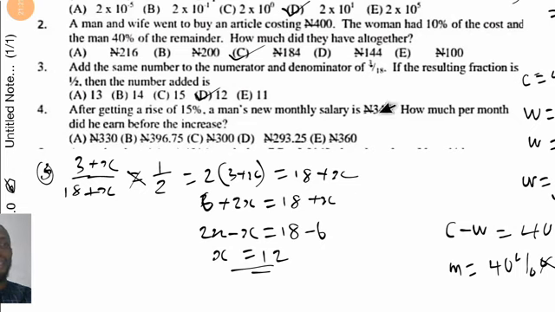When the new salary is after adding this 15%, just try to understand the content of this question. After getting a raise of 15%, it means that they increased the salary of this particular man. The new monthly salary of the man is 345 naira. How much per month did he earn before the increment of this 15%? So after the salary increased by 15%, the new salary earned is 345 naira. So what would be the amount he earned before the increment?